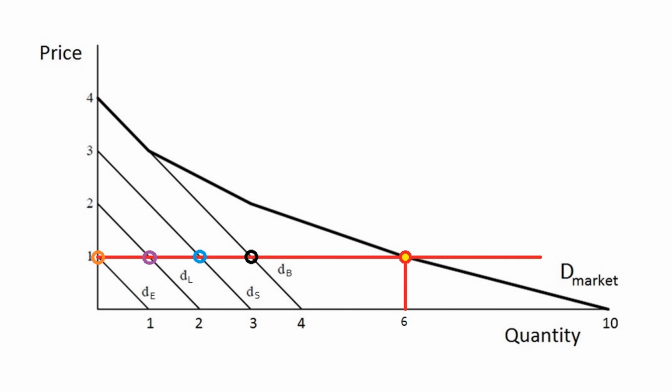So Emmett at a price of $1 is going to get a quantity of 0. Lucy is that second line in there. And at that second line, it crosses that price at a quantity of 1. Lucy is going to get a quantity of 1. That price crosses for Space Guy at a quantity of 2. And that price of 1 crosses for Batman at a quantity of 3.